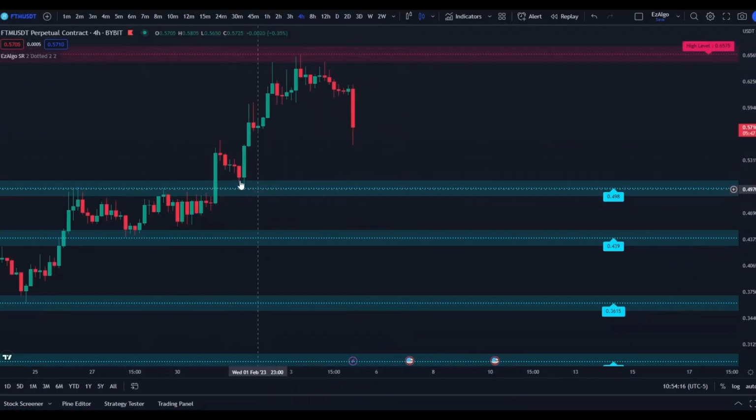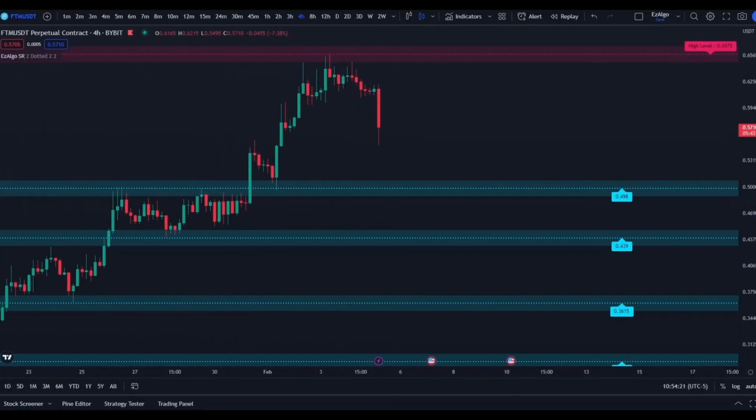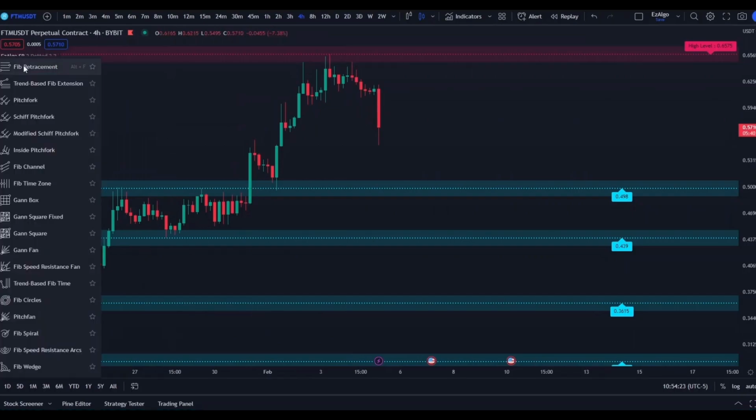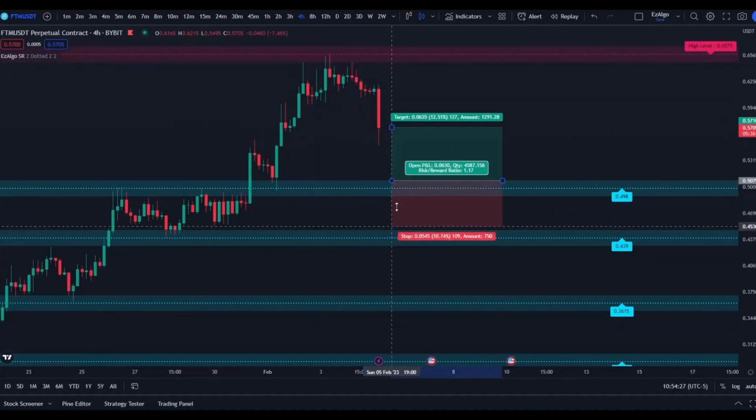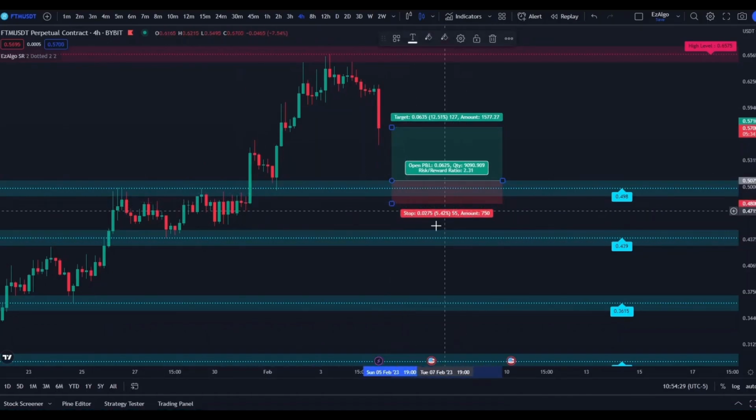Since we've already rejected from this level in the recent past, I'd be looking for a long position from this level once again, from this EzAlgo support zone. So if price comes back down to this zone, I'd be looking for a long position. My invalidation level would be below the support zone.